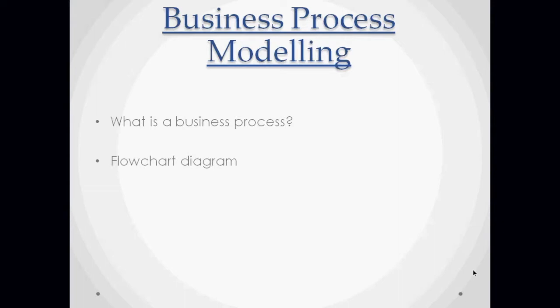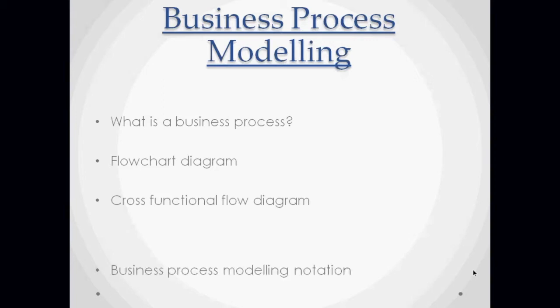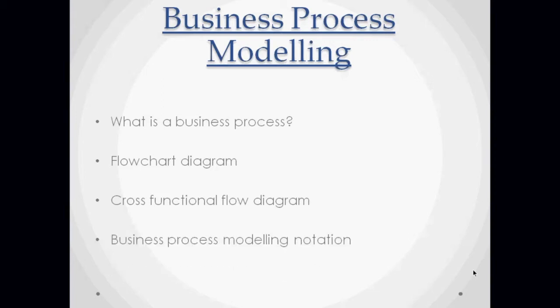Then we discussed the flow chart. We said that with a flow chart you can't really differentiate who is doing what, because it's just from top to bottom. And we discussed cross-functional diagrams, which are swim lanes, where you have different roles, teams, organizations or functions carrying out a particular task, so you'll be able to differentiate with that. And also we discussed business process modeling notation, which is the symbols you can use to model a business process as well.